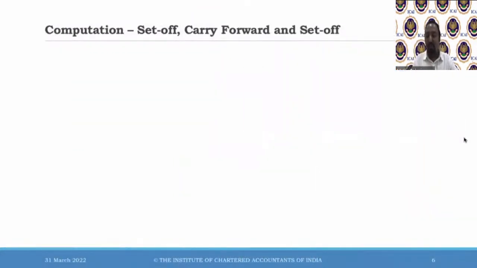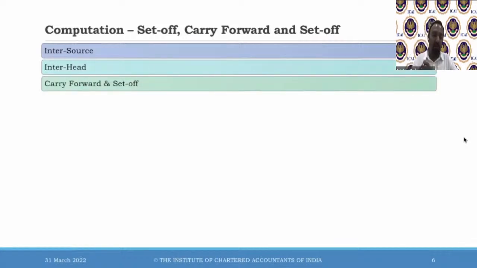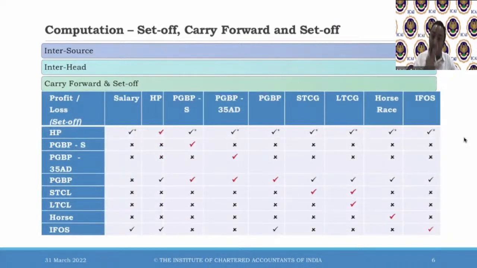Moving on, you will have to do set off and carry forward. We saw that in detail. What did we see? There are 3 types of set off of losses. First you prefer inter-source, then do inter-head, and finally do carry forward and set off. So we also saw one table which explains the entire position of set off of losses. So we said if it's a house property loss, it can be adjusted across any heads of income. Only thing is it is restricted to how much? It is restricted to 2 lakhs. So the current provision says the loss of house property adjusted under other heads is restricted to 2 lakhs. Anything above that needs to be carried forward.